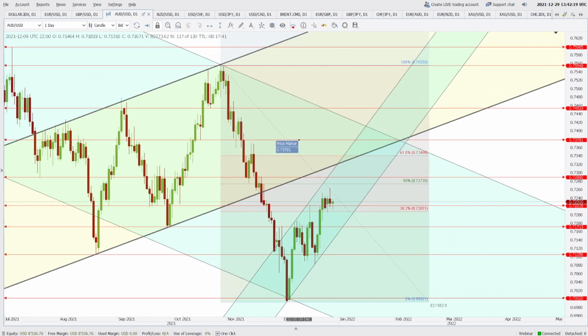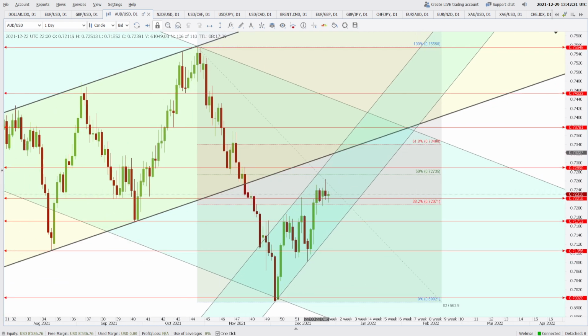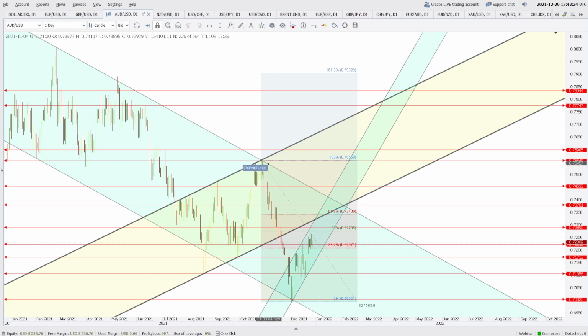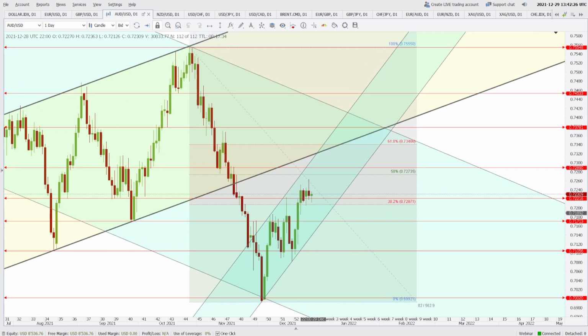There's nothing much, no pattern forming here, but yes, if you talk about this broken channel's support line which has not been tested, maybe the price is going to test this level. But seeing the bearishness of yesterday's candle, it seems less likely in the near future.